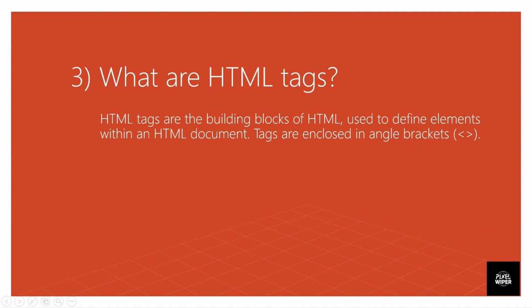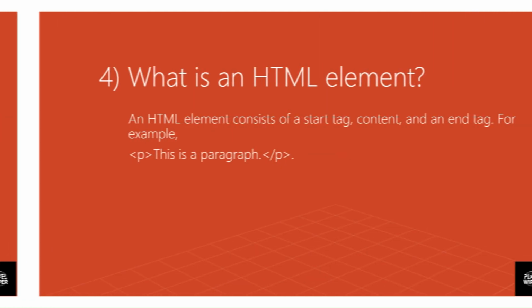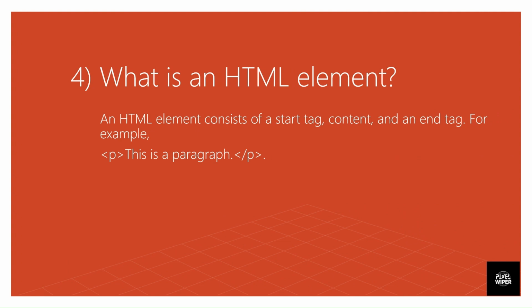What are HTML tags? HTML tags are the building blocks of HTML, used to define elements within an HTML document. Tags are enclosed in angle brackets. What is an HTML element? An HTML element consists of a start tag, content, and an end tag. Example given below.